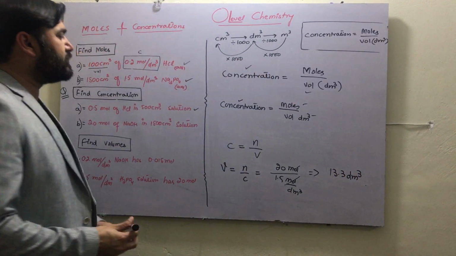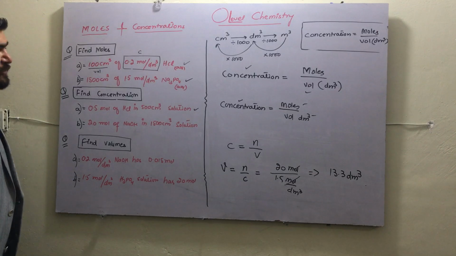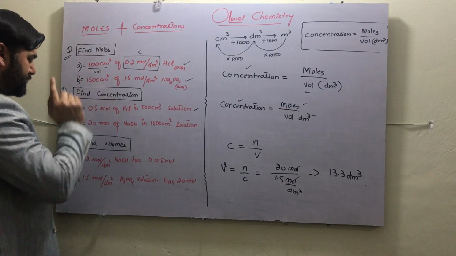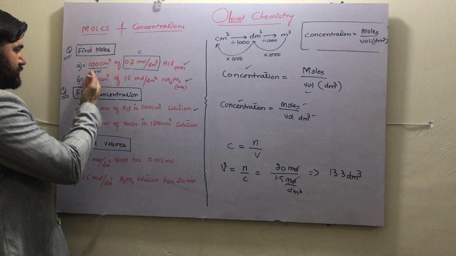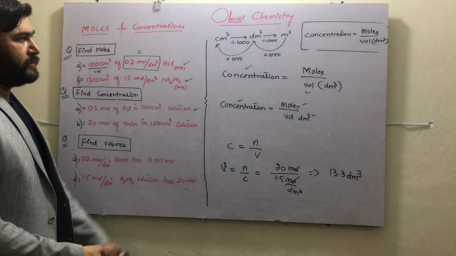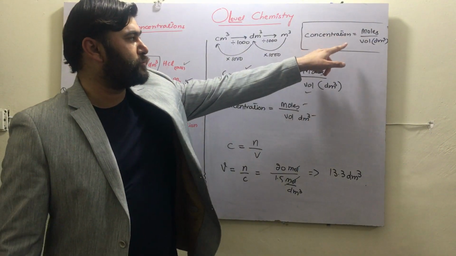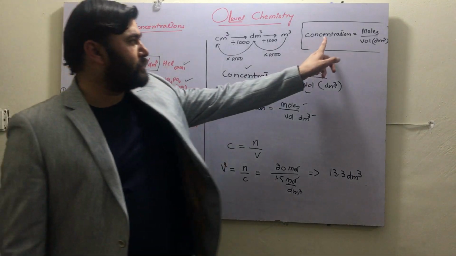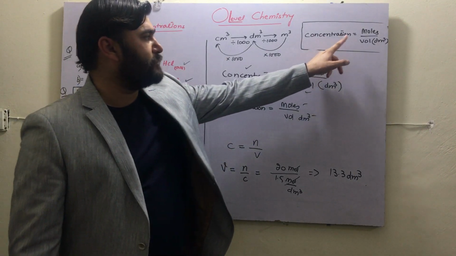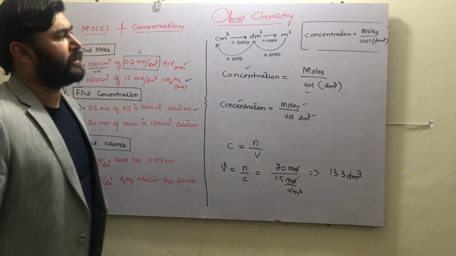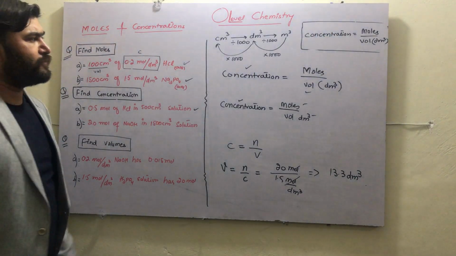So these are questions from past papers in which you will find moles, concentration, and volume. These types of questions are very easy to understand, but you need to remember this formula. Concentration means moles per volume in dm cube. Whenever one thing is given, like concentration, you can easily find more, and if two things are given, you can easily find the third one. This formula is very important.